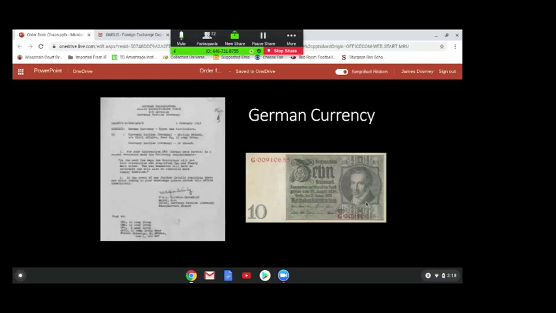The significant differences on the face, I don't know if you can see the cursor. There, in the previous notes, there was a series letter in this location, and then an embossed stamp over here next to the counter. Those are gone from this note. On the back, the original notes had serial numbers on the face and back. The serial numbers are no longer printed on the back.